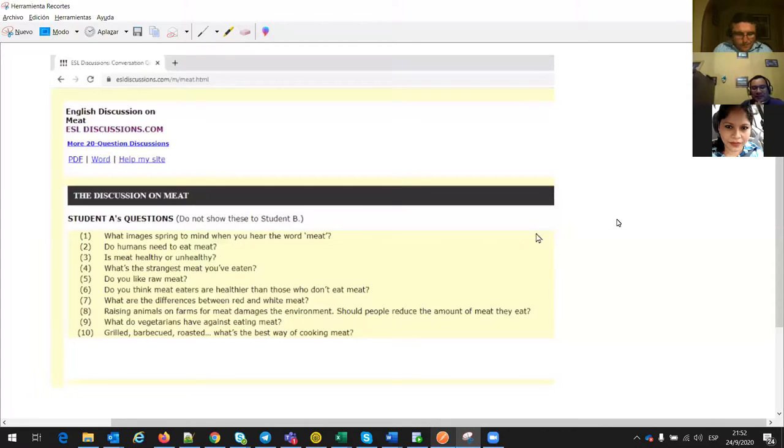Meat, what is meat? Is carne, verdad? Yes. Okay, thank you. Maybe a restaurant. Yes, restaurant, La Pampa. Do humans need to eat meat? I think not necessary, but I like it. Delicious. For protein, it's a yes.